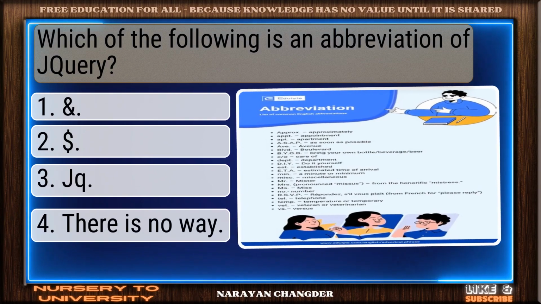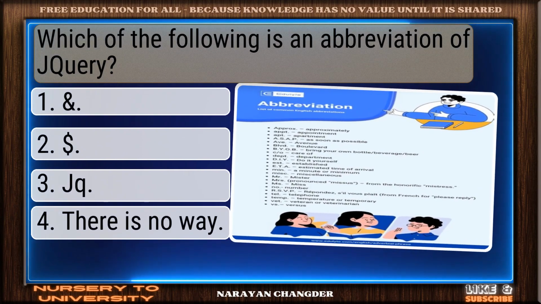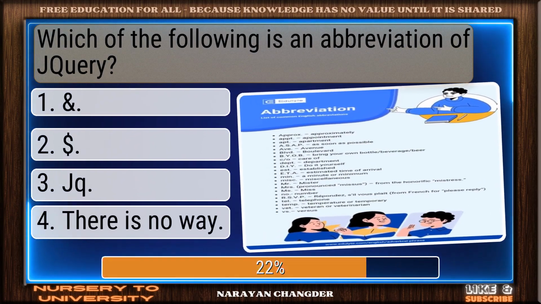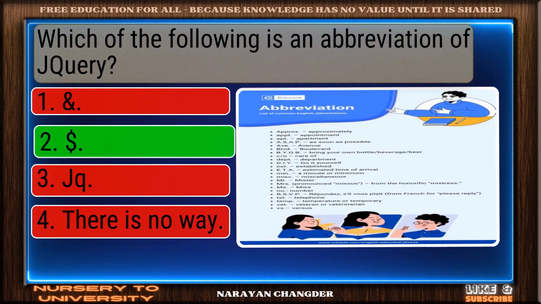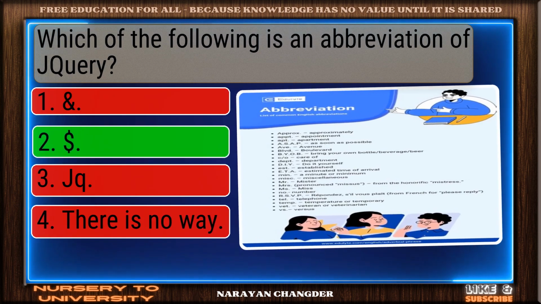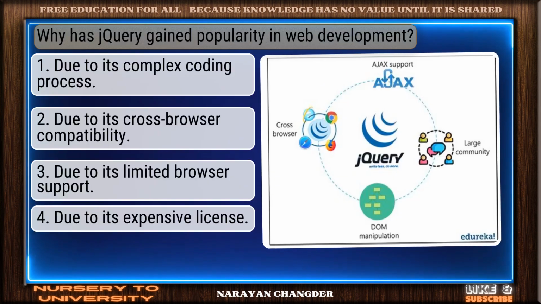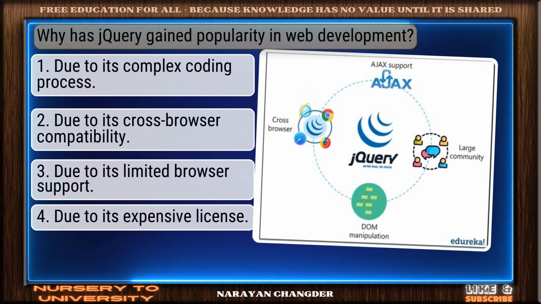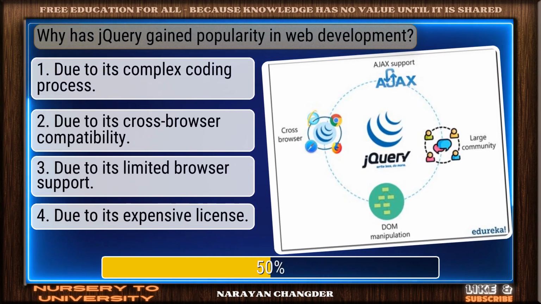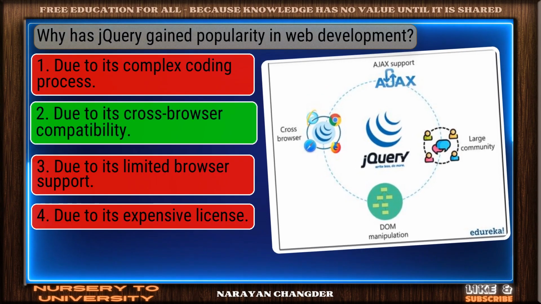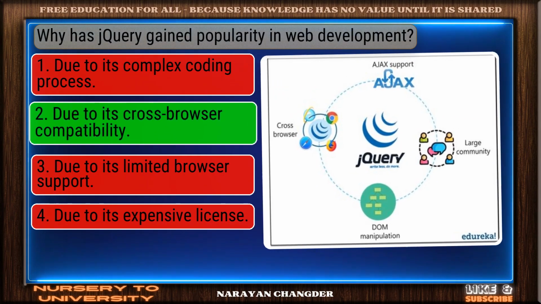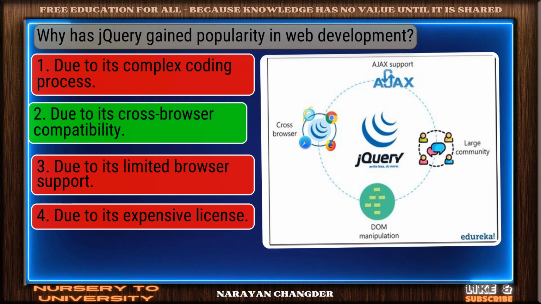Question number 35. Which of the following is an abbreviation of jQuery? Strong choice. Dollar is the right answer. Question number 36. Why has jQuery gained popularity in web development? Great thinking. Due to its cross-browser compatibility is the right choice.